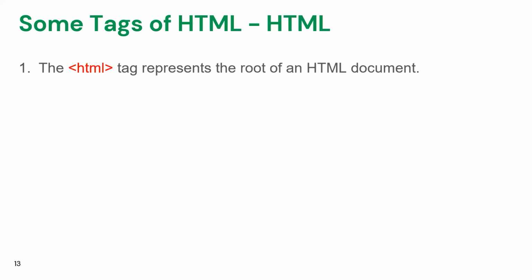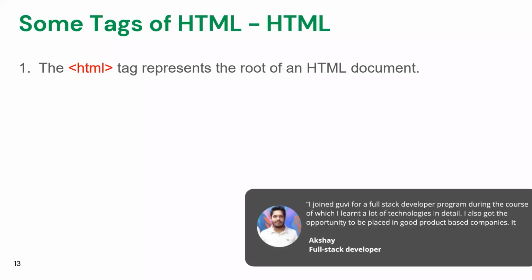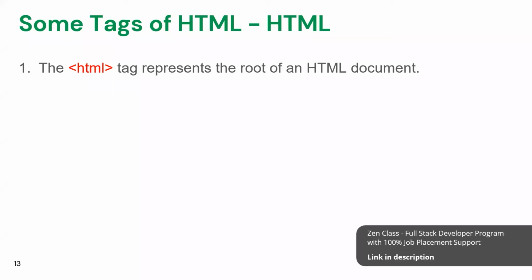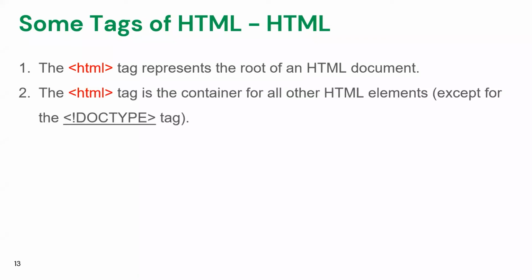So if any particular file starts with the HTML tag, the browser understands that this file is an HTML file, and so it needs to display the content as per the commands given inside that particular file. According to the HTML tag, the browser identifies whether this file is an HTML file or not. The HTML tag is the container of all other HTML elements except for the doctype tag. So all other tags or commands which we need to enter must be written within the HTML tag.